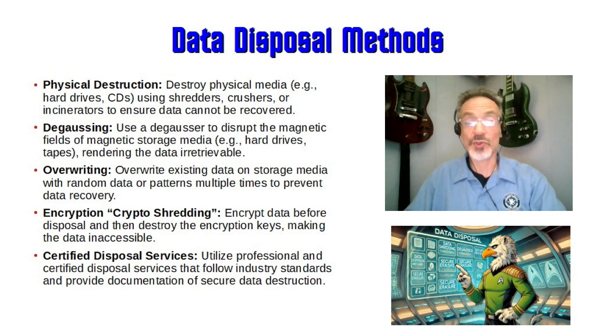4. Encryption, or crypto shredding. This method involves encrypting data before disposal and then destroying the encryption keys. For the CISSP exam, understand that this method's security relies heavily on proper key management. 5. Certified disposal services. These are professional services that follow industry standards and provide documentation of secure data destruction. The CISSP exam may ask about scenarios where using such services is most appropriate, especially in regulatory compliance contexts.